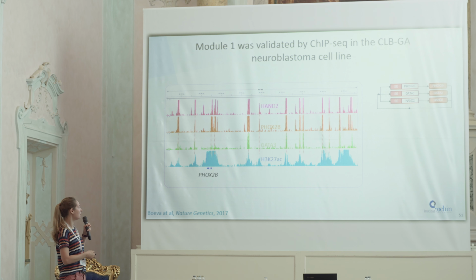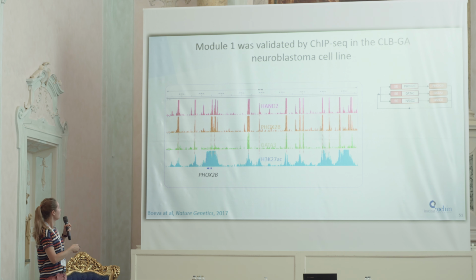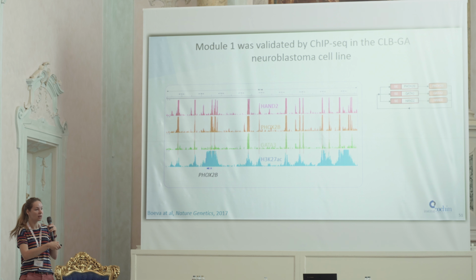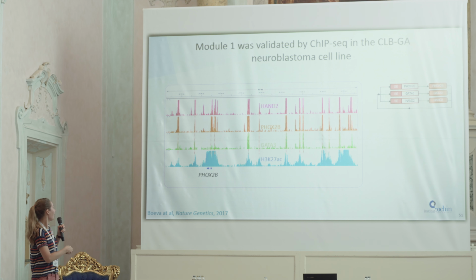And we validated by ChIP-seq the first module. So here I'm showing to you ChIP-seq data for HAND2, PHOX2B, and GATA3, and K27 acetylation in the PHOX2B super enhancer. And here you can see that there is not just one binding site or 2 binding sites. You see that there are 20 different binding sites for these transcription factors. They always bind the same region in the valley of K27 acetylation. And so this is super enhancer PHOX2B, so you have this auto-regulatory loop.